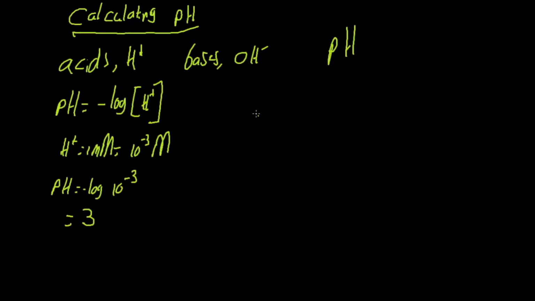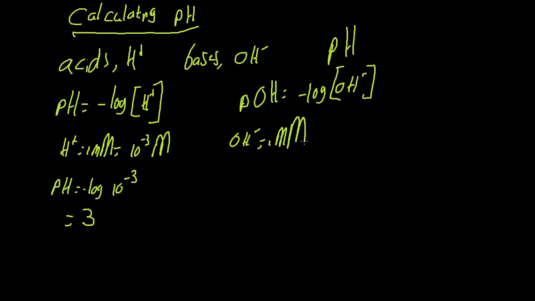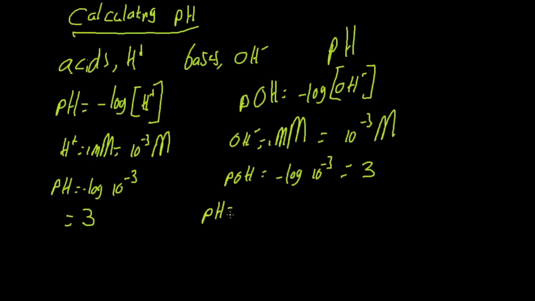For bases, it is almost the same, but instead of the pH, you calculate the pOH, which is equal to the minus log of the concentration of OH-. So let's say you have an OH- concentration of again 1 millimolar, or 10 to the minus 3 molar. Then the pOH equals the minus log of 10 to the power minus 3, which equals 3. And then the pH is given by 14 minus the pOH. In other words, this is equal to 14 minus 3, which is 11.